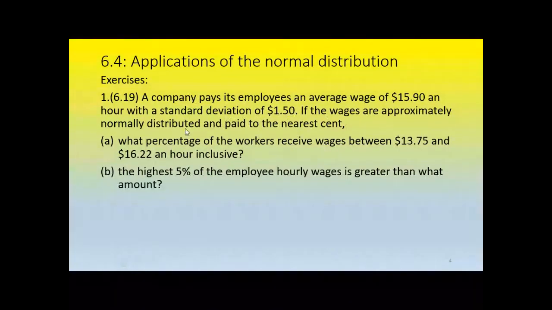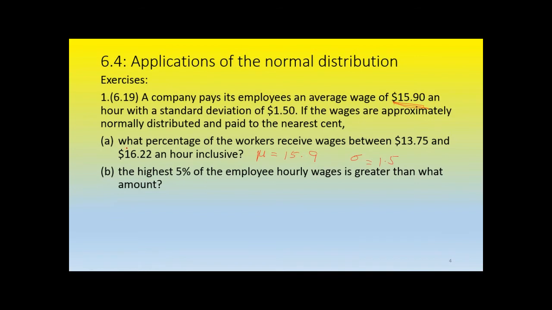Normal distribution. And now percentage, case A. From the question we have to collect the information. Read the question. Average is mu. So write down, mu is 15.90. Standard deviation is 1.5.